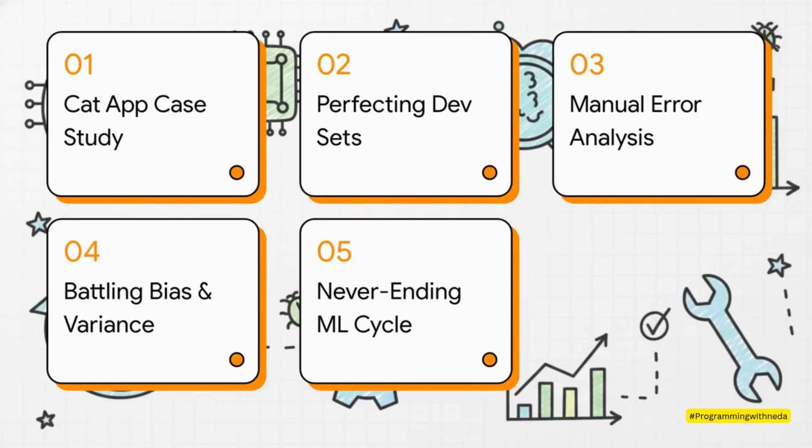So rather than just guessing, we're going to follow a proven, highly structured framework to diagnose the exact problem. Here is the game plan for today's Explainer. We'll start with the cat app case study, move into perfecting your dev sets, go step by step through manual error analysis, learn to battle bias and variance, and finally wrap up with the never-ending ML cycle.